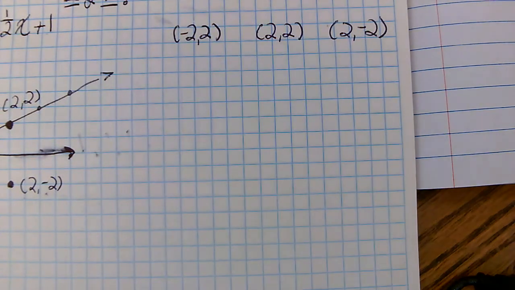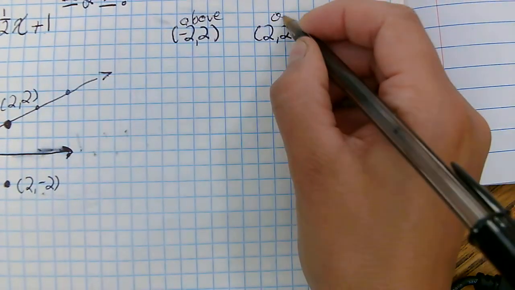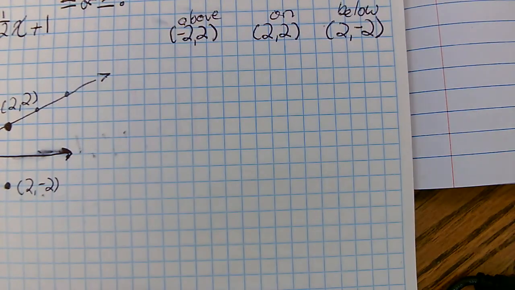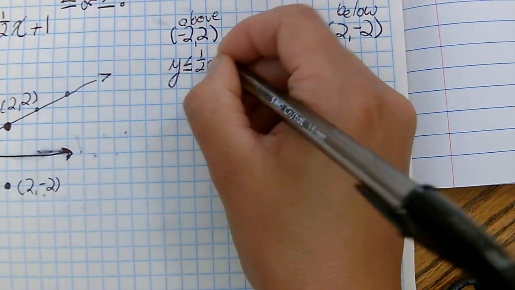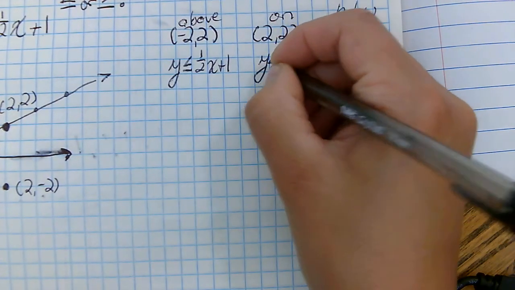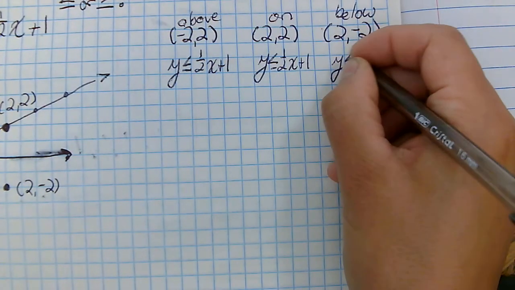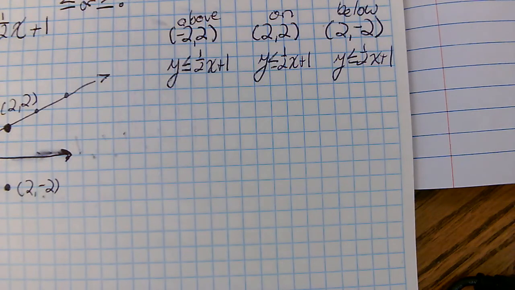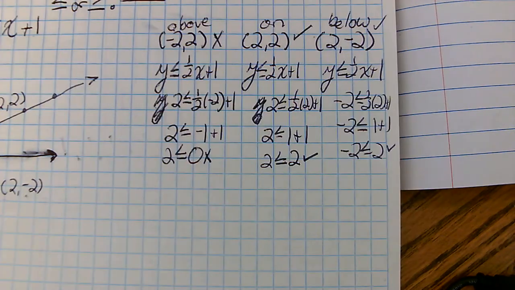and show you how this works, okay? So this is the one that's above, this is on, and this is below the line. Okay, and I'm going to plug them in to my inequality that I graphed. Okay, so I'm going to pause, plug in, and then I'll show you which of these are going to be solutions and which will not.